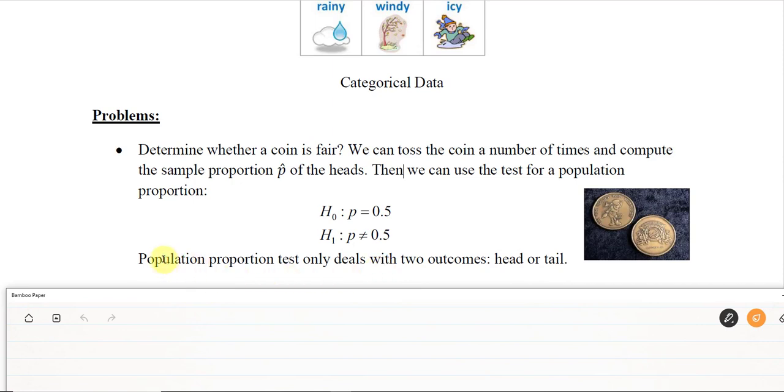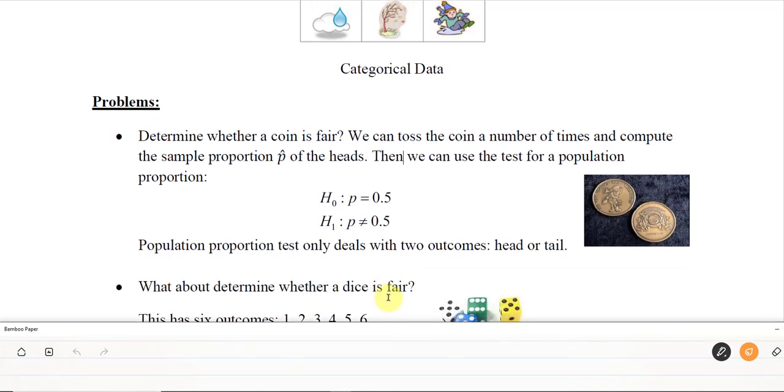And the population proportion test only deals with two outcomes, the head or the tail. Remember, the population proportion test is the binomial distribution, right? You only work with two outcomes: head, tail, or success or failure.